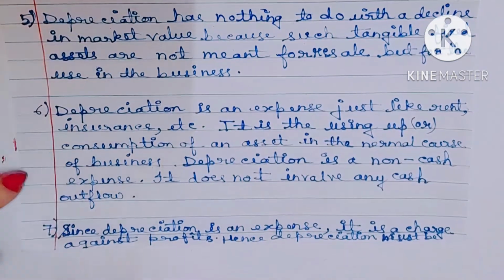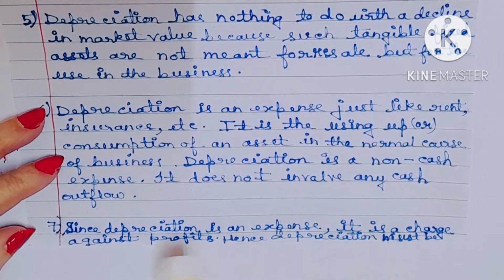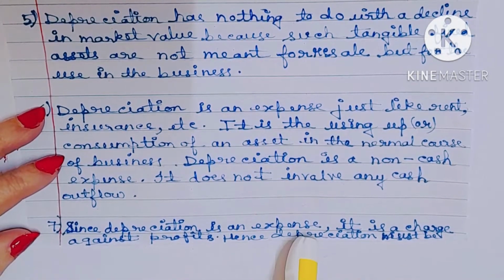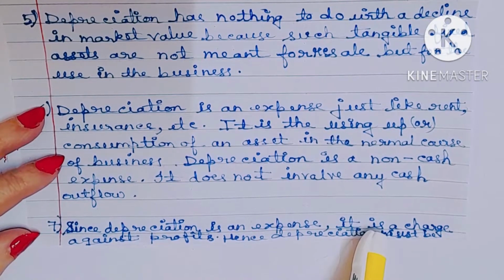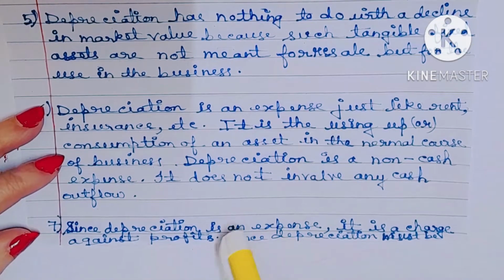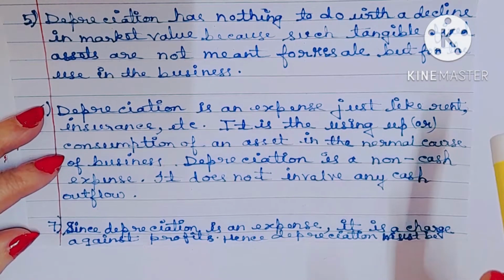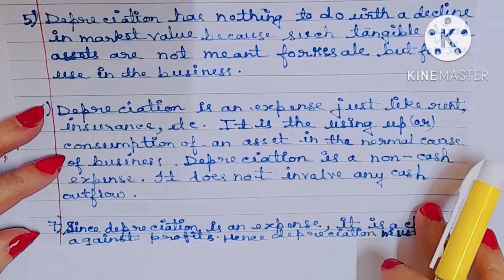Number 7. Since depreciation is an expense, it is a charge against profits. Hence, depreciation must be charged even if there is a loss in a particular year. You have to charge depreciation. Since depreciation is an expense, every year you have to charge depreciation. Even if a business incurs a loss in that year, you still have to charge depreciation.